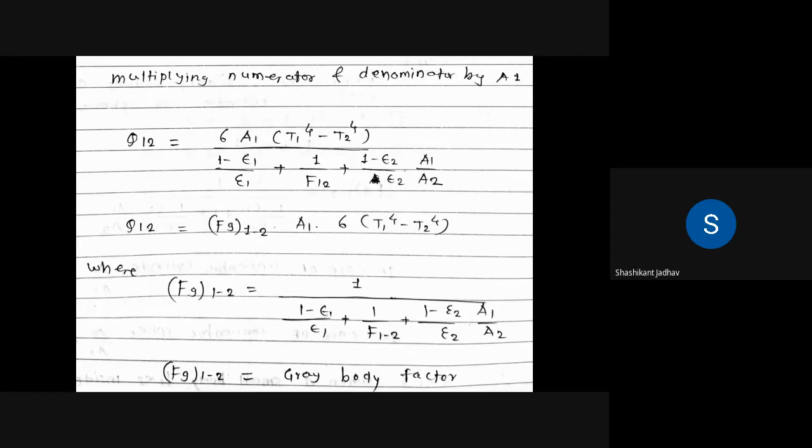So what is the value of the factor? In that, what is the value of the factor? Where FG12 is equal to, write down that factor: 1 upon [(1 minus epsilon 1) divided by epsilon 1, plus 1 upon F12, plus (1 minus epsilon 2) divided by epsilon 2 into A1 upon A2]. And this factor is nothing but the gray body factor. Okay, so write down this FG12, write down that gray body factor. What is the equation for the gray body factor? All of you write down.